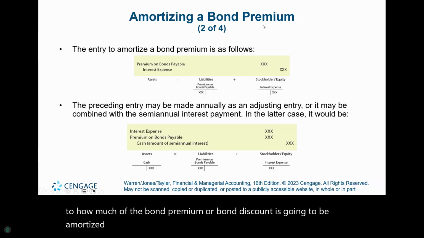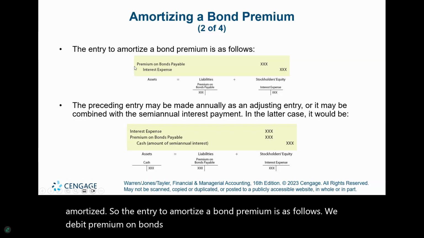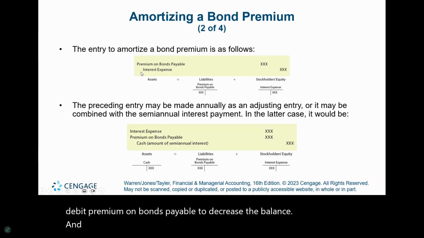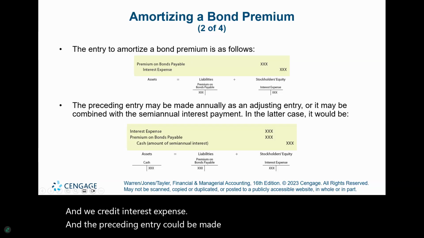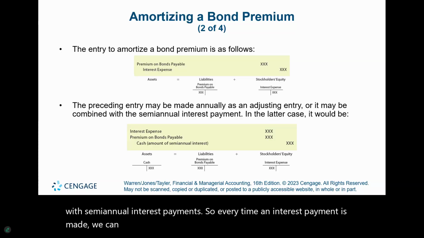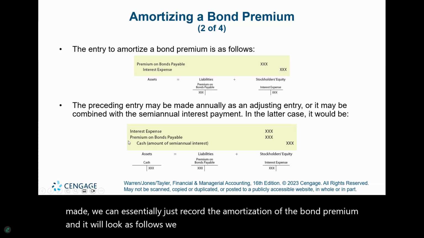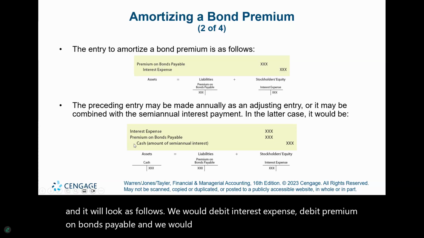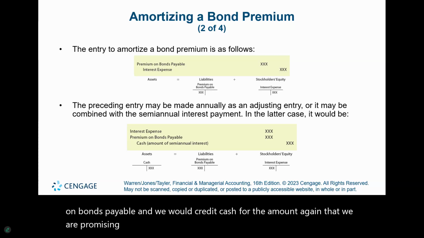So the entry to amortize a bond premium is as follows. We debit premium on bonds payable to decrease the balance, and we credit interest expense. The preceding entry could be made annually, or it can be combined with semi-annual interest payments. So every time an interest payment is made, we can essentially just record the amortization of the bond premium, and it would look as follows. We would debit interest expense, debit premium on bonds payable, and credit cash for the amount that we are promising to pay our bondholders.